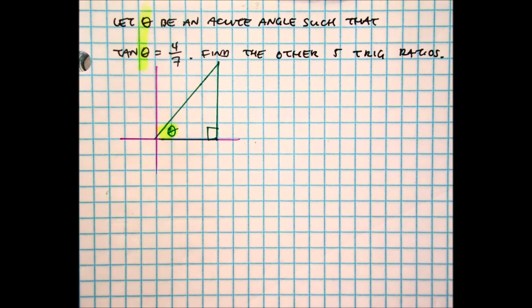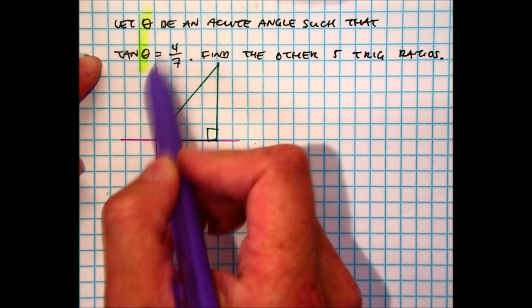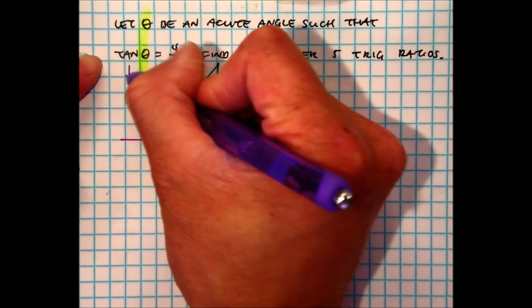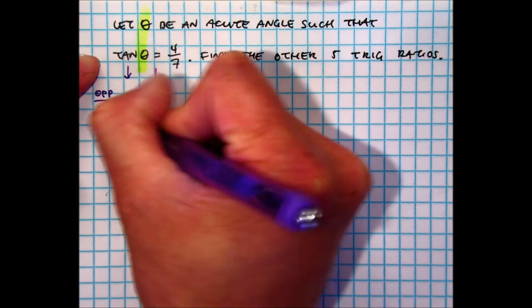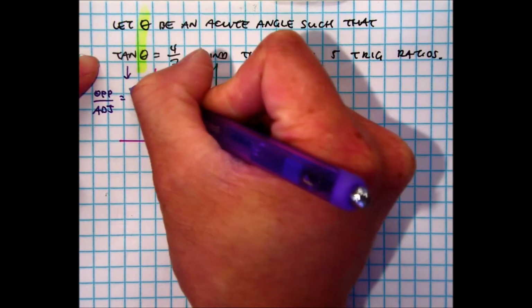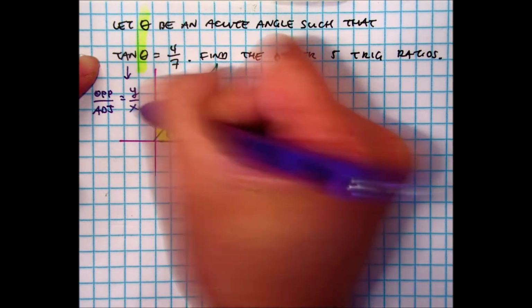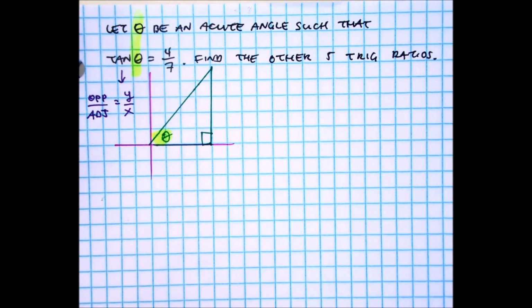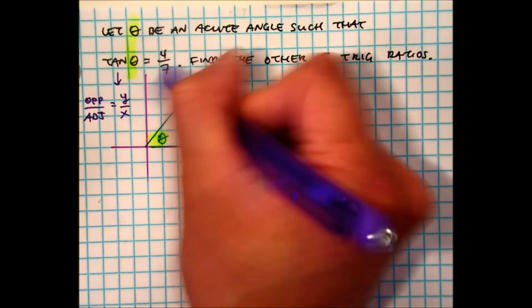So something that I know of this given information is I have tangent. Well, tangent is a relationship between two sides. I have opposite over the adjacent, or I have y over x. Raise your hand if you knew that. Because now I can say, remember we just said it was 4/7.